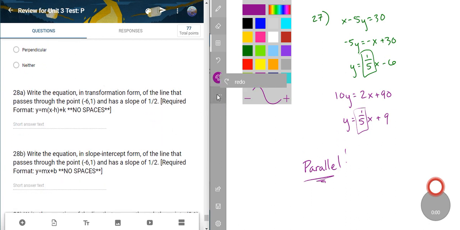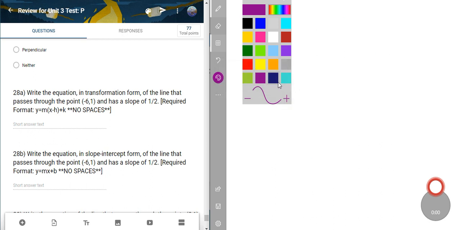All right, we're getting down to it. 28. Let's see, what are we doing here? 28, write the equation in transformation form. So that's our y equals m times x minus h plus k. Okay, I'll give that to you, partly because it's the required formatting. I don't want to have to mess with a bunch of grading. So you won't have to memorize that. You just have to know how to use it. Of a line that passes through a point, negative 6, 1. This is my h comma k, and has a slope of 1/2. So the slope is 1/2. The coordinate point, negative 6, 1, is h comma k.